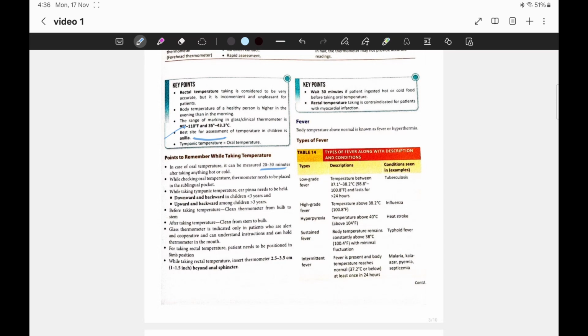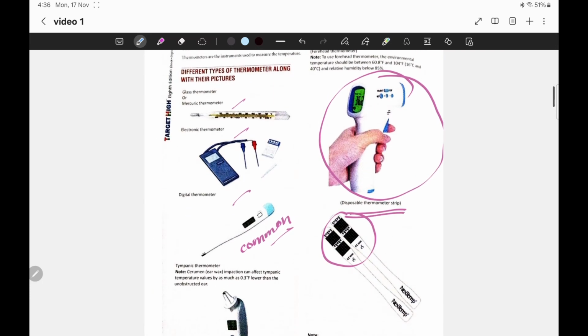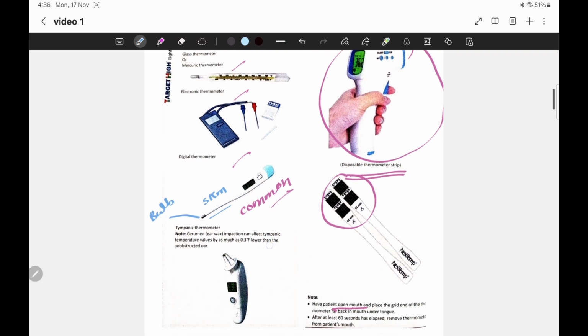Before taking temperature, we have to clean the thermometer, and this is an important question. Cleaning the thermometer before and after, how will we do it? Before taking temperature, we have to clean from bulb to stem. This is called the bulb, and this is called the stem.